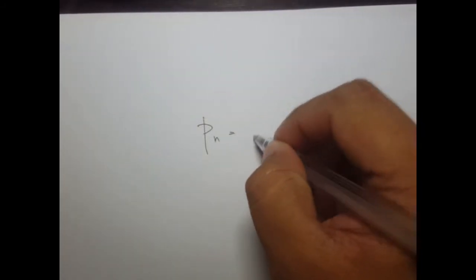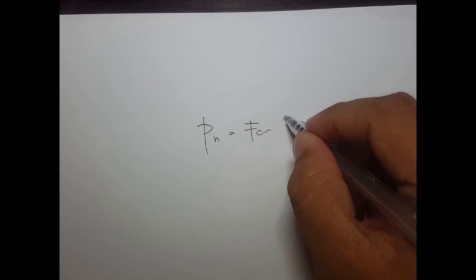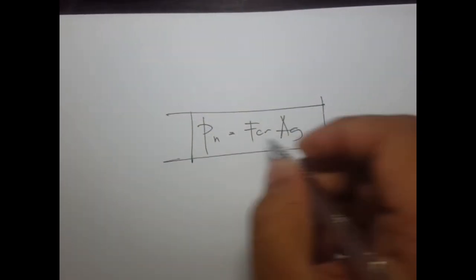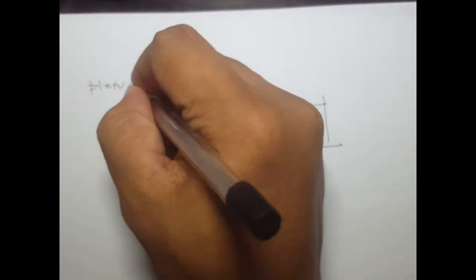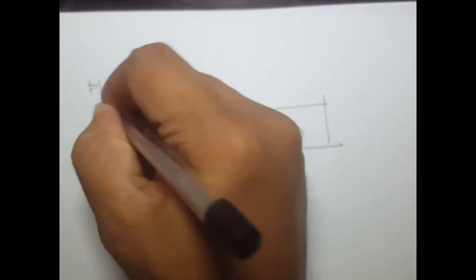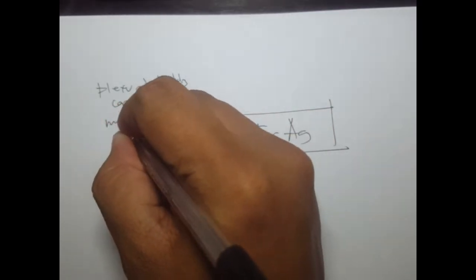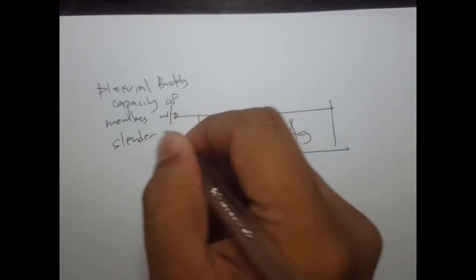Alright, now we'll continue our discussion on the compressive strength of flexural members without slender elements. I'm always emphasizing that this equation only applies to flexural buckling capacity of members without slender elements.